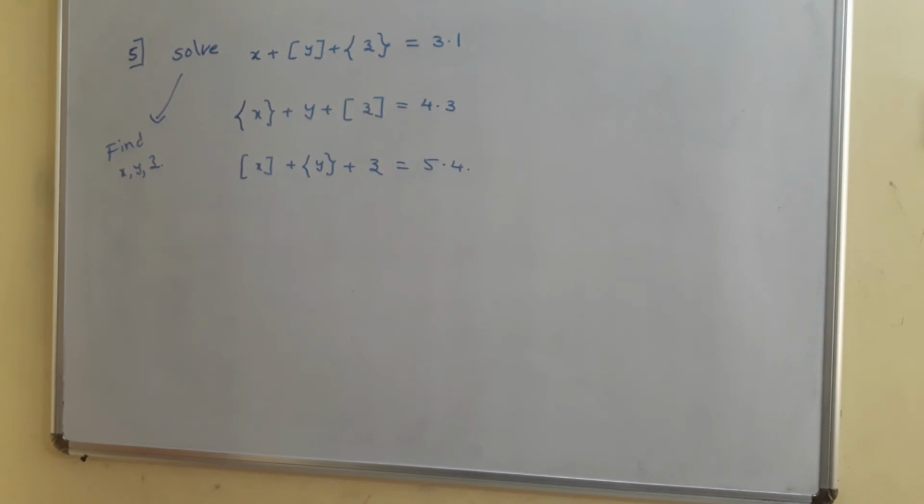Once again look at the board. We need to solve the problem. The problem involves x, floor x, fractional part of x. Similarly y, floor y, fractional part of y, and z, floor z, and fractional part of z. Okay. So we need to solve. Solving in the sense we need to find the values of x, y, and z with the given information using all the properties of floor x. Right. We know that floor x is an integer. Fractional part is a number which is in between 0 and 1. And also we know that x is equal to floor x plus fractional part of x. Use all these things, solve this problem, right?